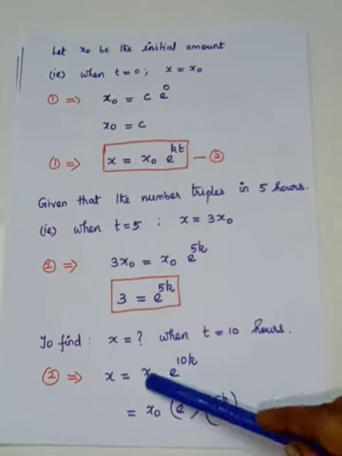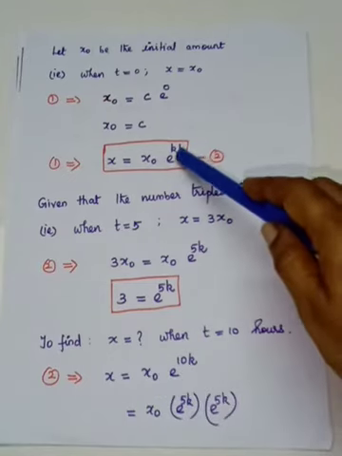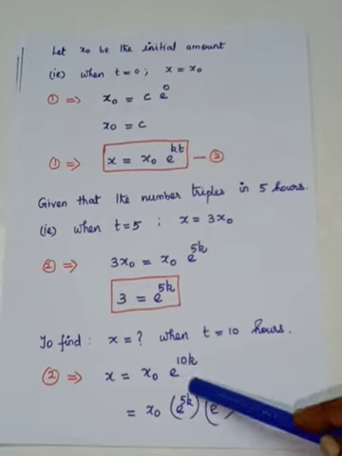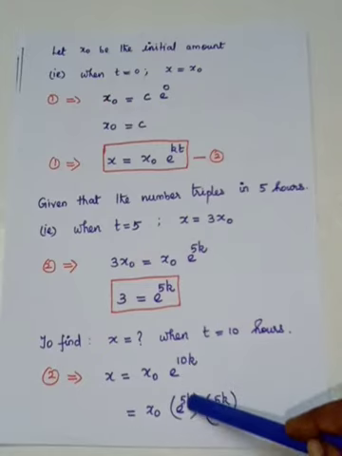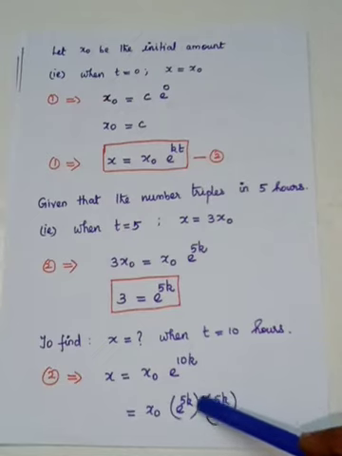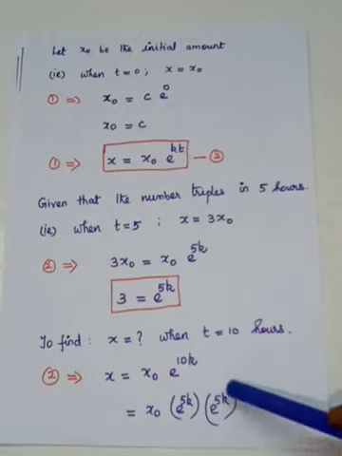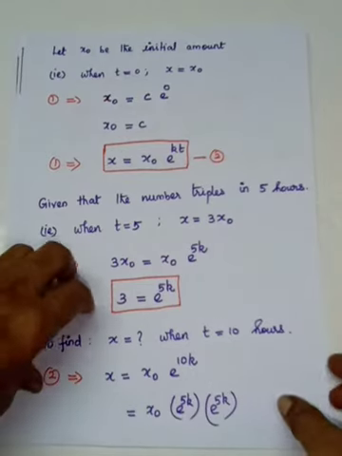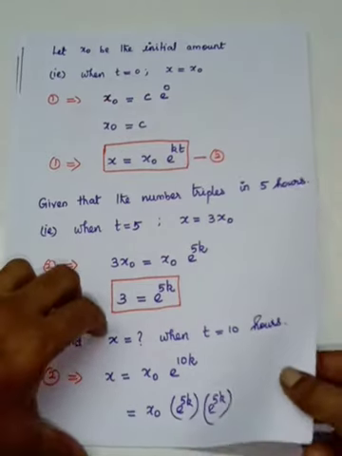So x is x naught e power, and t is 10, so e power 10k. The e power 10k can be written as e power 5k into e power 5k. You see that the bases are the same. If you want to multiply, you have to add the powers. So 5k plus 5k is 10k. So e power 10k can be written as e power 5k into e power 5k.